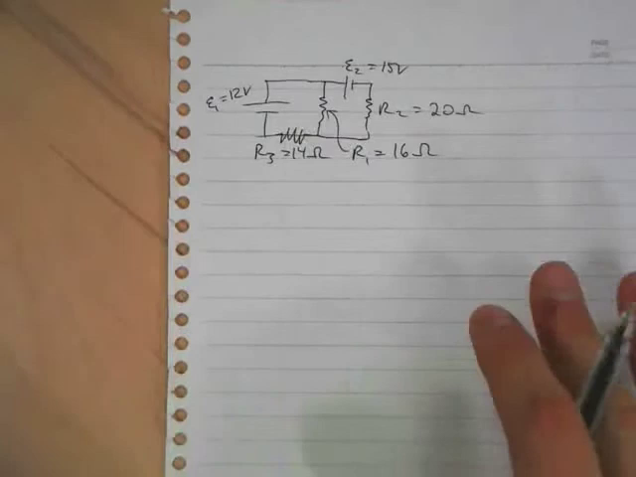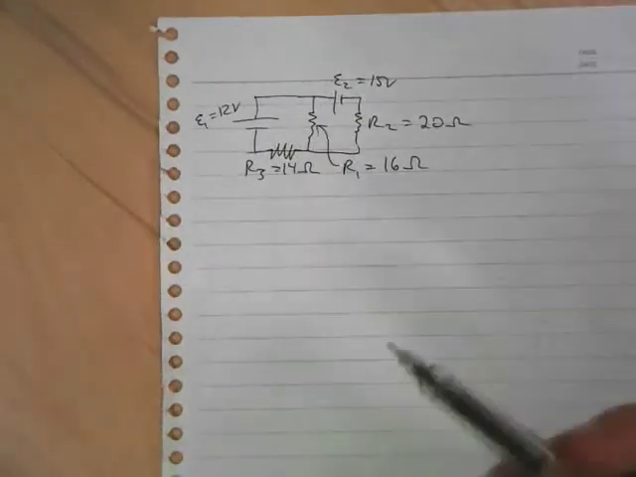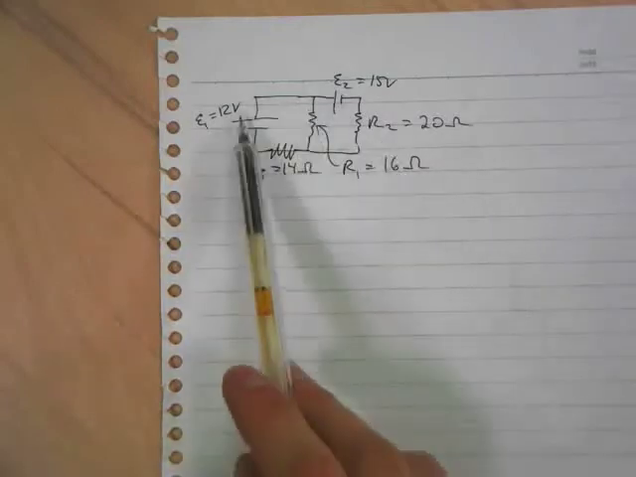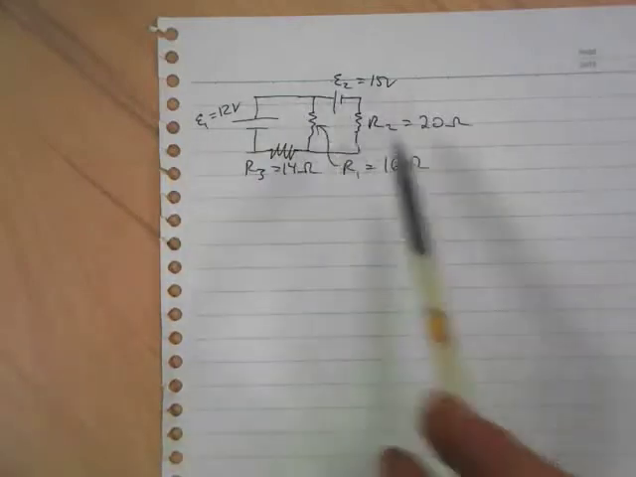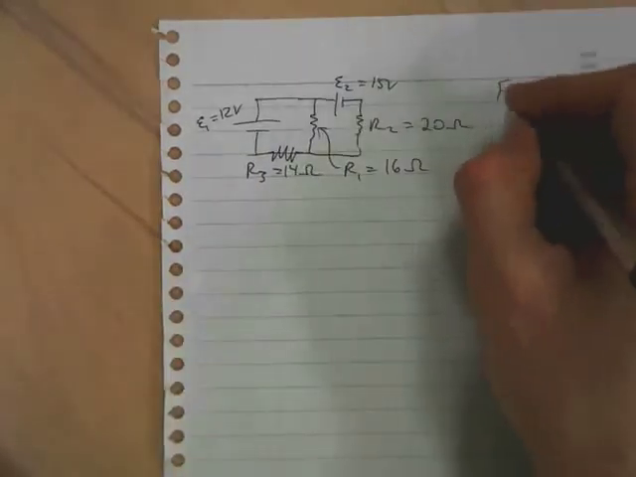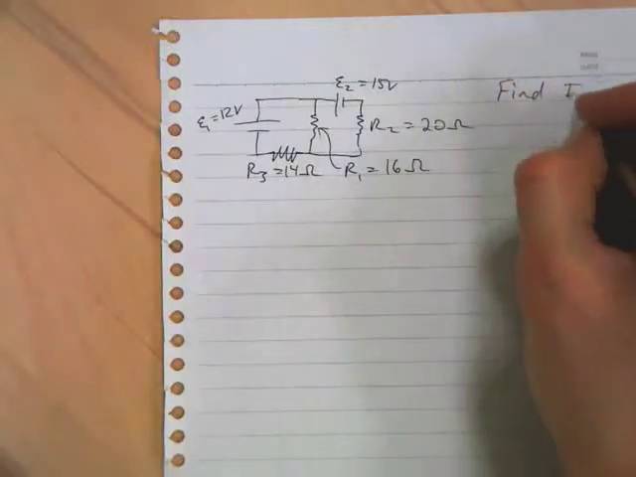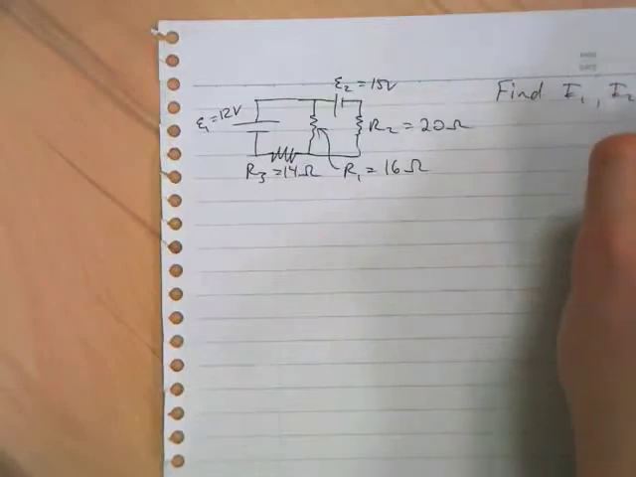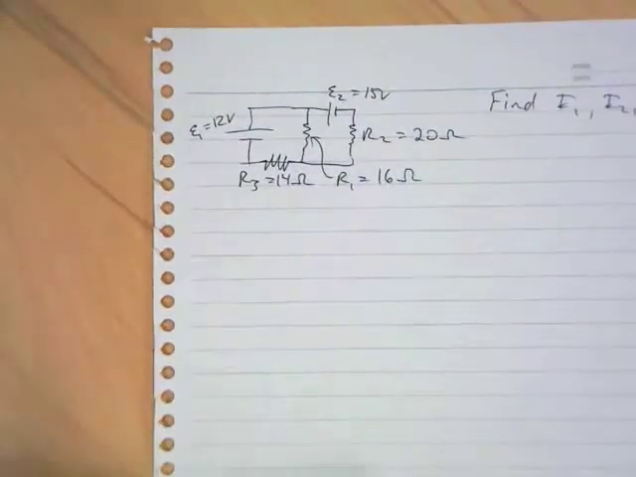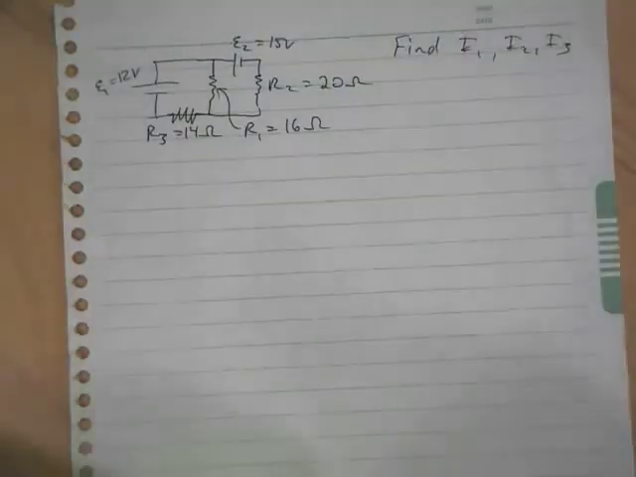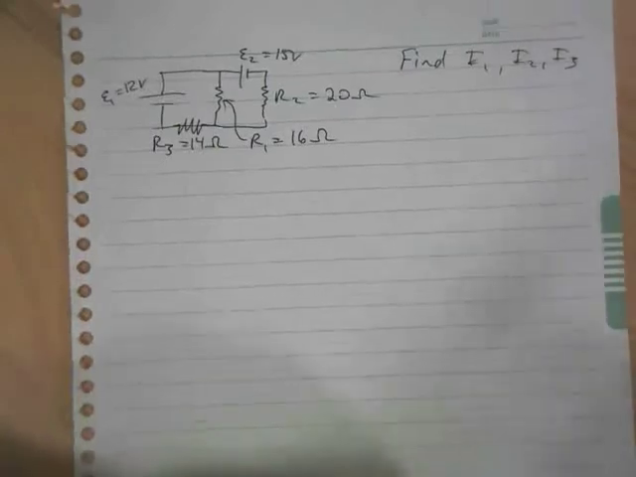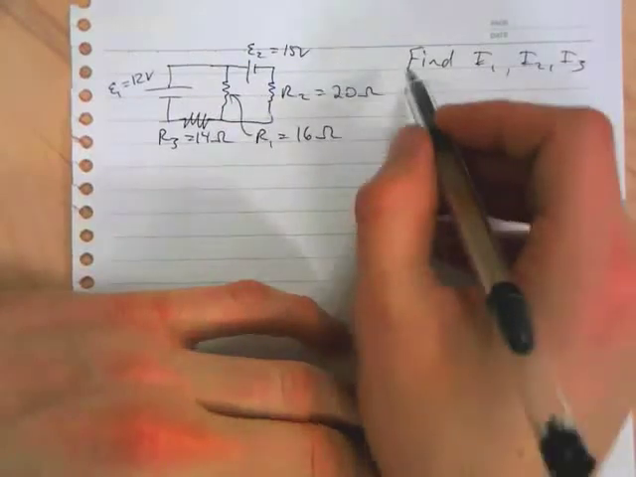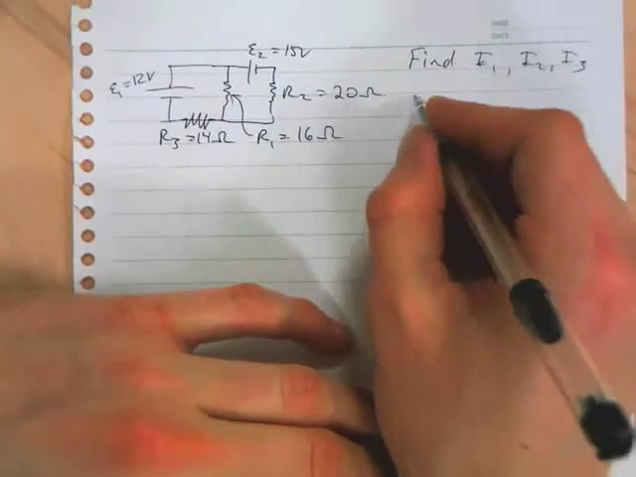Now that we know Kirchhoff's rules, we can figure out stuff about more complex circuits. So in this case, we've got two batteries going on. We've got a bunch of resistors, and I want to find the currents going through each of the resistors. Now that we know our Kirchhoff's rules, we can figure that out.